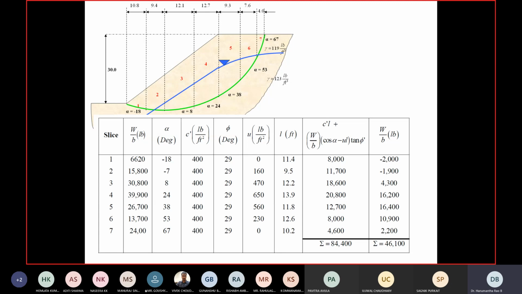Once the weight components and the pore pressure components are calculated, try to make a table. We have a total of 7 slices. We have calculated the weights of the slices, that is W by B. Try to enumerate them here, and the alpha angle is known corresponding to each slice.